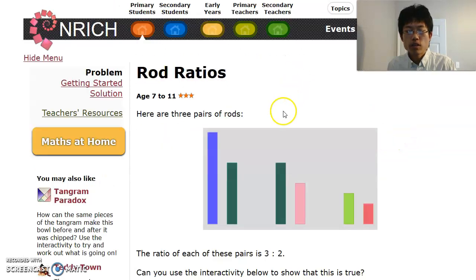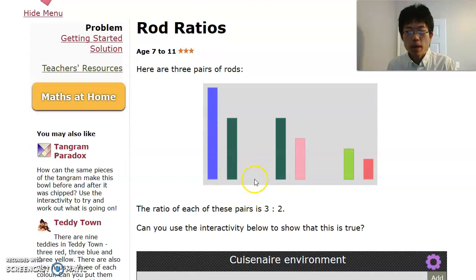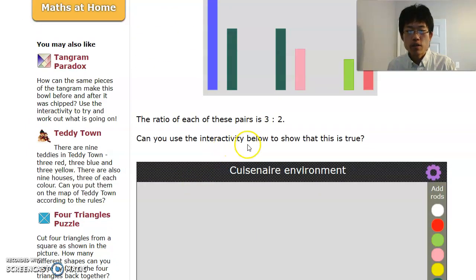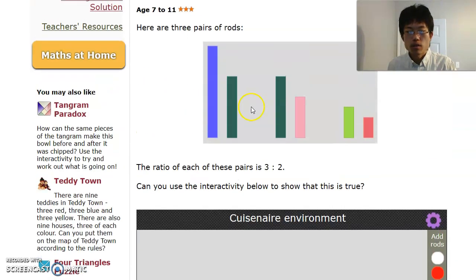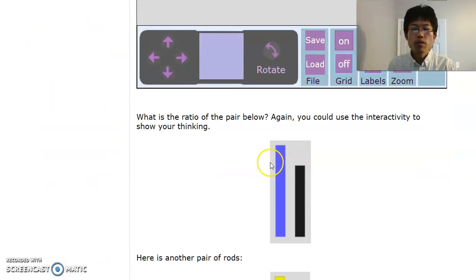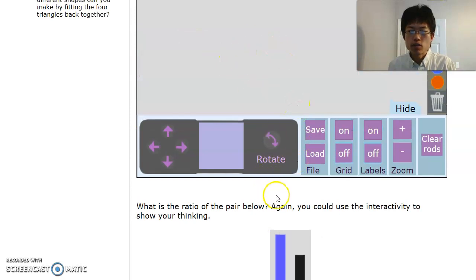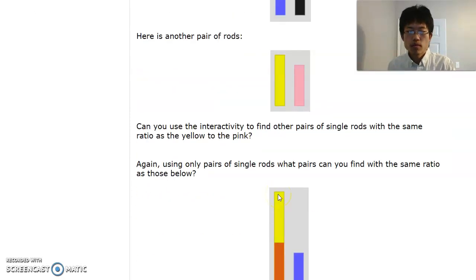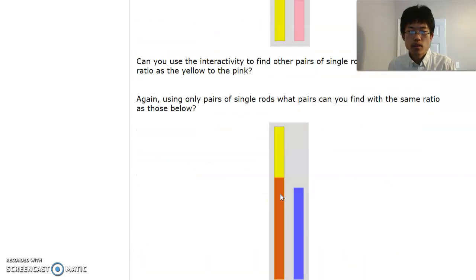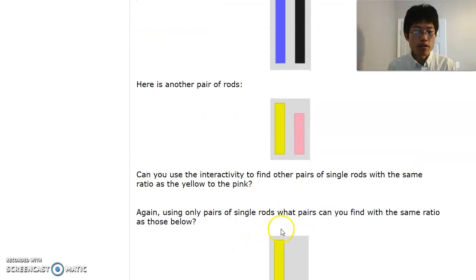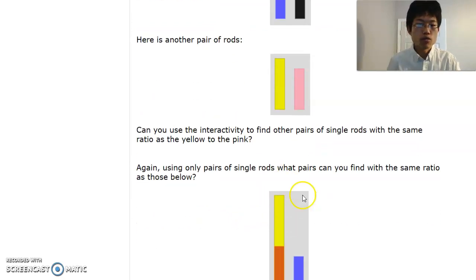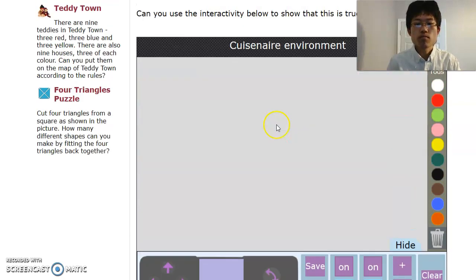And then the last one is the Cuisenaire rods. It's this thing, the rods. And in here, it says, can you use the interactivity below to show that this is true? This 3:2 is true. Or it asks the ratio of these two. Use this interactivity to do it. And there are other questions here as well, like: can you use the interactivity to find the other pairs of single rods with the same ratio as the yellow to pink? Something like that.